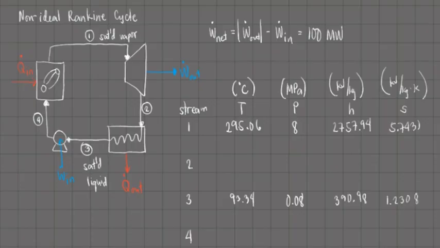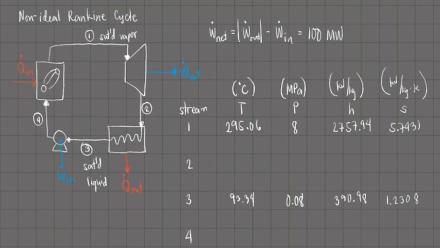Here we have the given for the problem. We have the same properties for stream 1 and stream 3 because nothing changed there. Stream 1 is still a saturated vapor at 8 megapascals and stream 3 is still saturated liquid at 0.08 megapascals. What will change here is the approach on how we determine the value of the entropy of stream 2 and stream 4. If we go back to our previous example, the specific entropy of stream 2 is equal to the specific entropy of stream 1 because the turbine was operating isentropically.